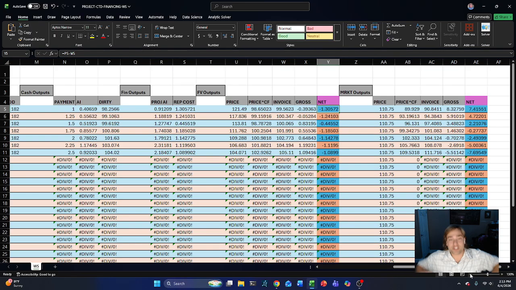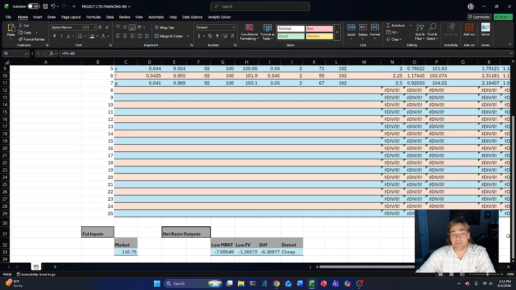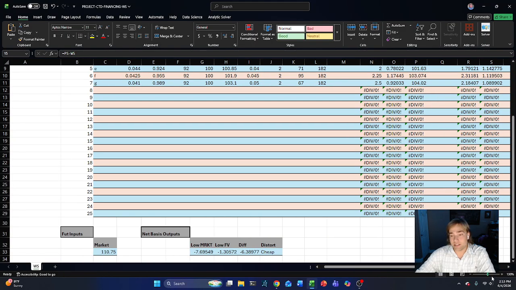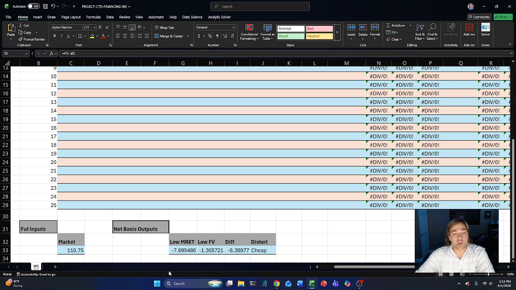And I gave this example to show that not necessarily does the ideal cheapest to deliver net basis equal what's happening in the market. And I express this here with the most important output table, where we look at the lowest net basis traded by the market, which is 7.69 points. You look at the low fair value, which is 1.3, and you see there's a difference. You see there's a difference of 6.38 points, and we're trading incredibly cheap.